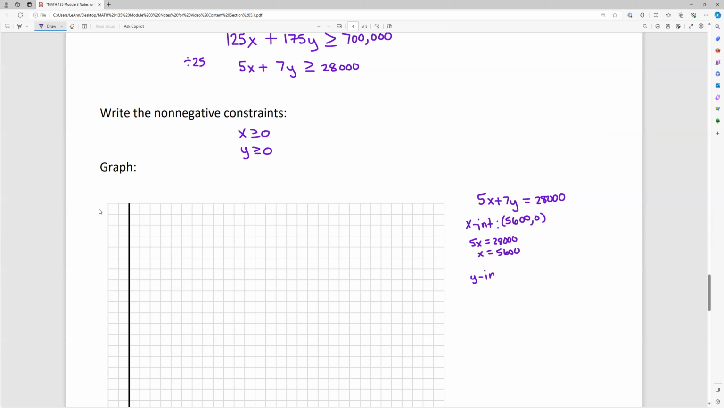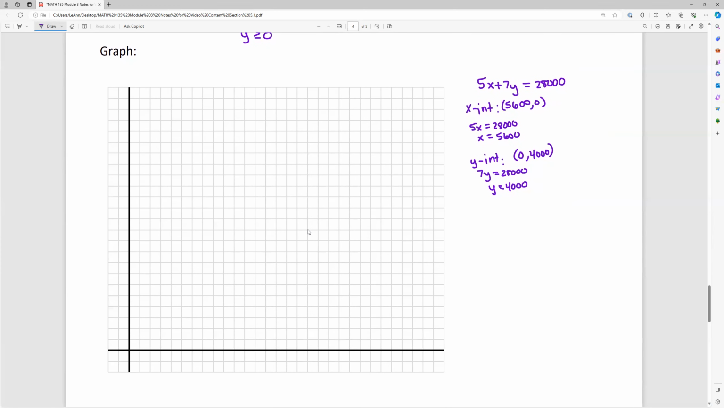For the y-intercept, we're going to plug in 0 for x. So that's going to give me 7y equals 28,000. Divide, and we're going to get 4,000 for that one. So that would be (0, 4,000). I always like to have that done first before I try to figure out my scale.